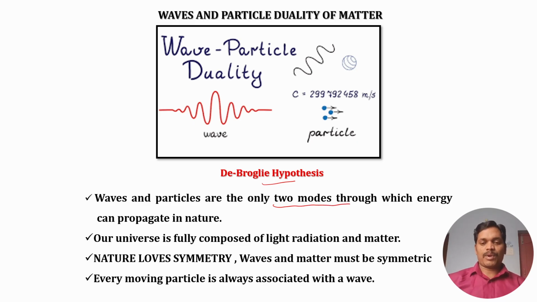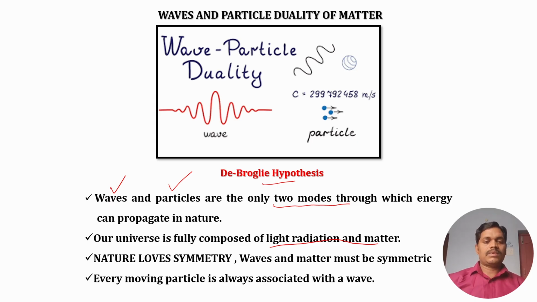So if you want to transfer energy in this universe, it can be propagated only through modes: either by a wave nature or by a particle nature. That made de Broglie give strong proposals like this. Since our universe is fully composed of light radiation and matter, if you think about all these things, it definitely gets some interest, and it has to be understood properly.